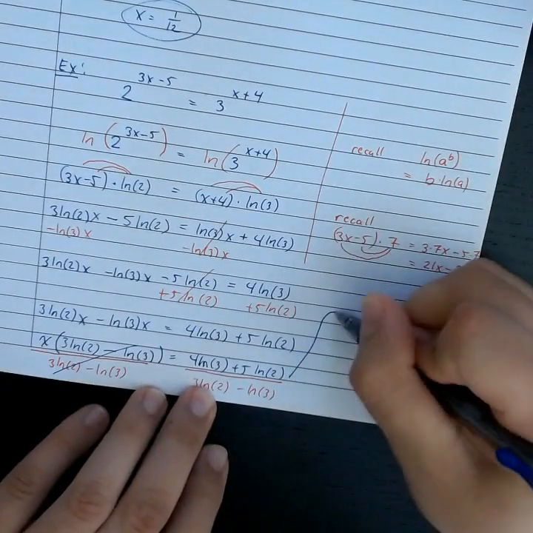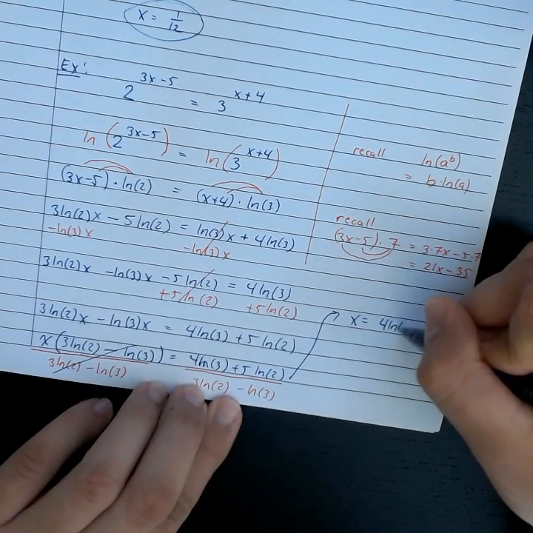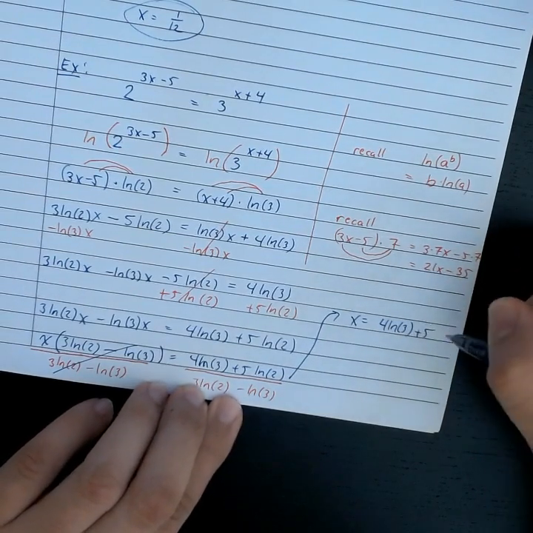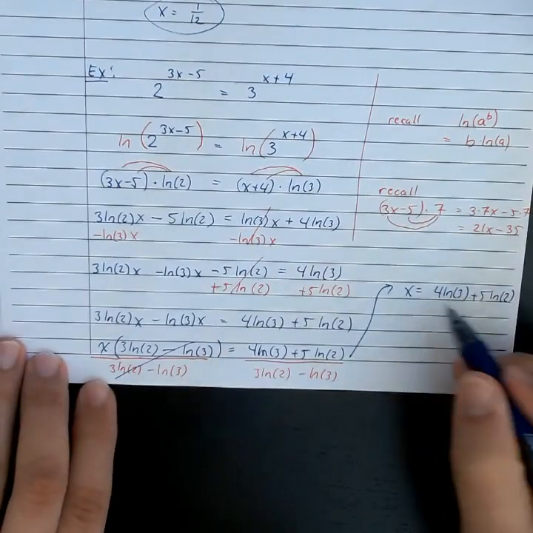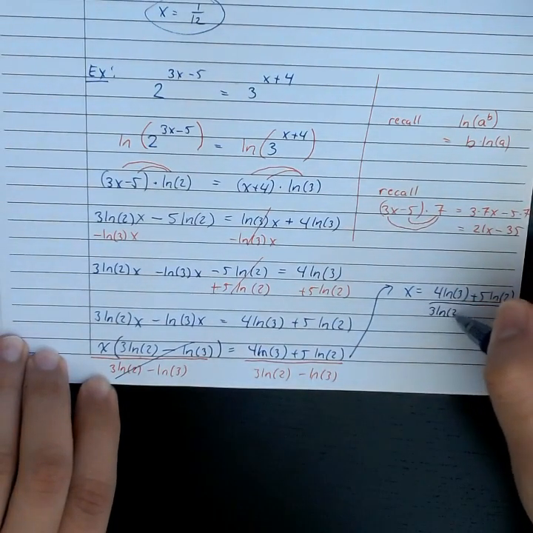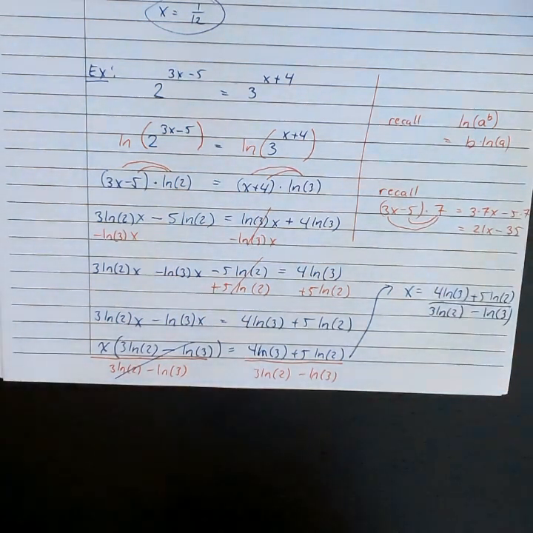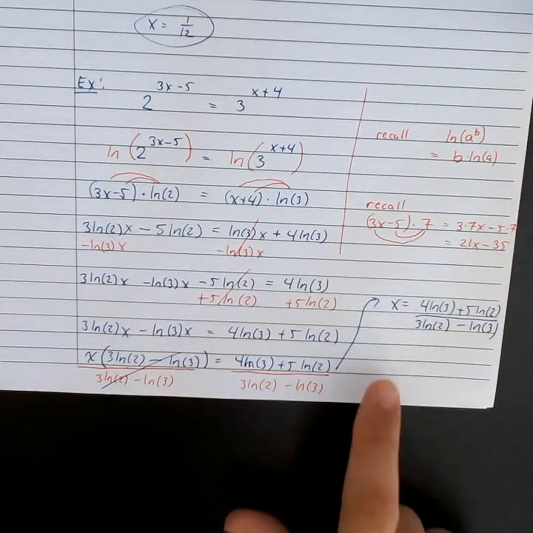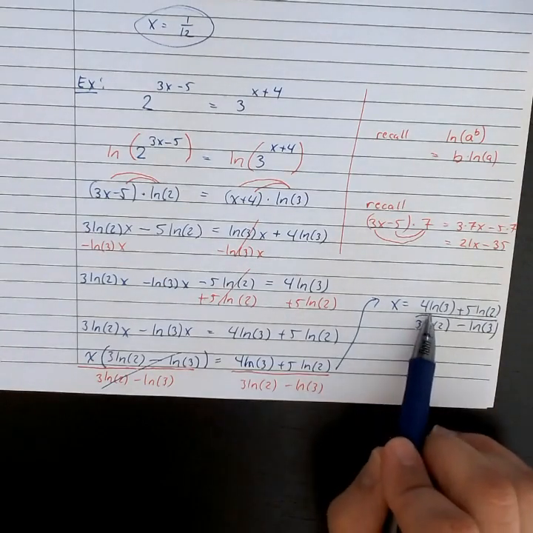So in the end, we get that x is equal to 4 natural log of 3 plus 5 natural log of 2, over 3 natural log of 2 minus the natural log of 3. Ain't that a funny looking number? There are further ways of simplifying this. Remember, we do have ways of combining numbers. We have properties of logarithms here.